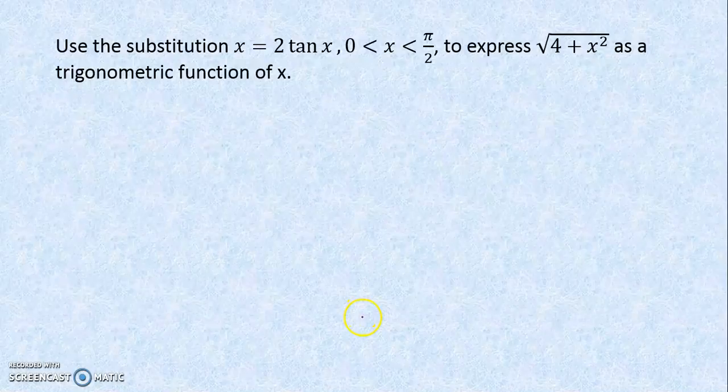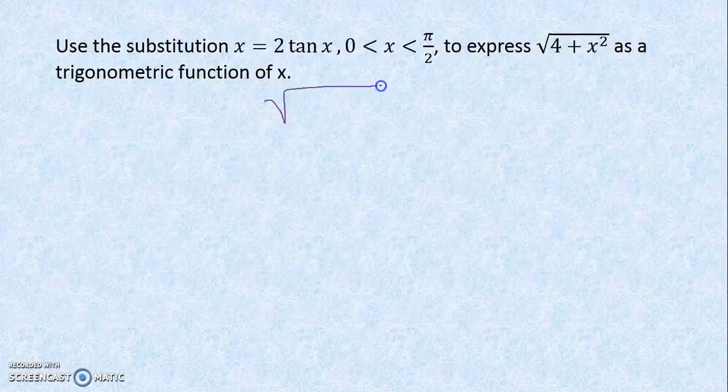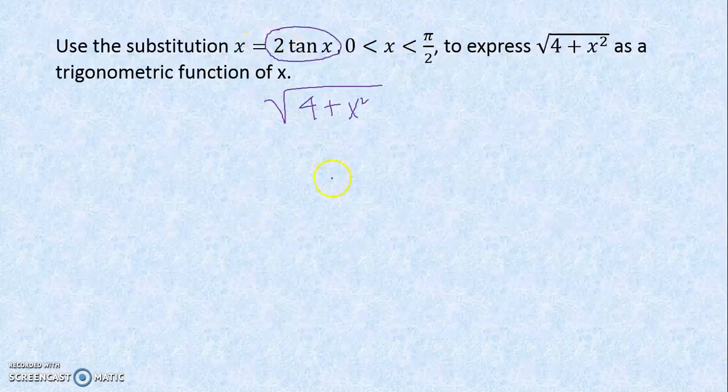You are going to be using substitution in this problem to rewrite this using a trig function. So I have this 4 plus x squared. I have x being between 0 and pi over 2 to basically tell you that everything is positive. Sine, cosine, tangent, cotangent, cosecant, secant, whatever is all positive. And instead of x, you're going to put 2 tangent x.